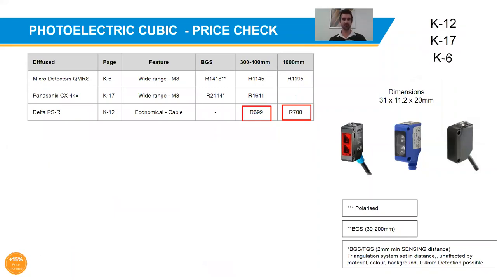Onto the diffused. These are our cubic type sensors. We're going to highlight the diffused type. So here the Delta comes out trumps really good on price, but economical with a cable attachment only, where the Panasonic and the MD options both have M8 plugs. The Delta has a cable attachment.